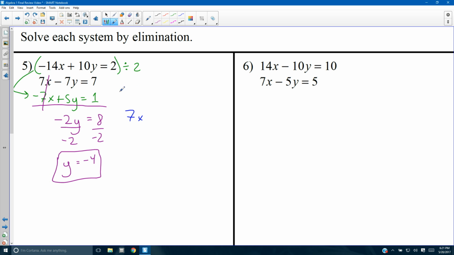7x minus 7 times, check out parentheses, negative 4 equals 7. 7x, this is plus 28, equals 7. Subtract 28 from both sides. You'll get 7 times x equals negative 21, and x equals negative 3.